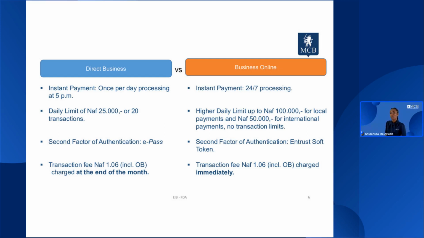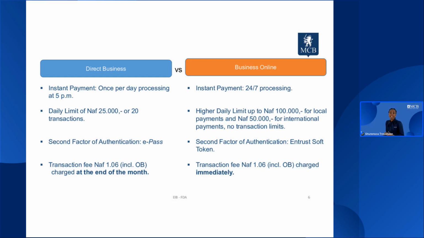Okay, so now we will go over some of the major differences between the current Direct Business and the Business Online. The first one is that with Direct Business at the moment, our instant payments, these are the payments that are made to other local banks, so for example, you're paying Banco de Caribe, Vidanova, RBC, are only processed once per day, and that's between 4 and 5 p.m. in the afternoon. On the new platform, these payments will be processed right away, 24/7. So it doesn't matter when you insert one, it will be processed right away.